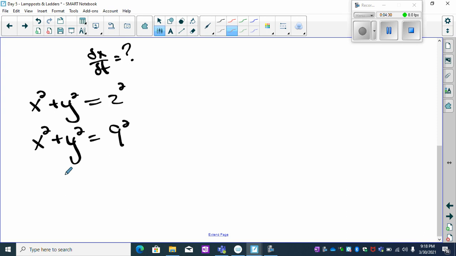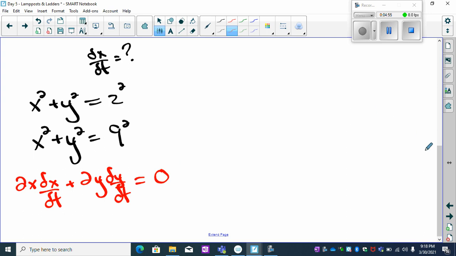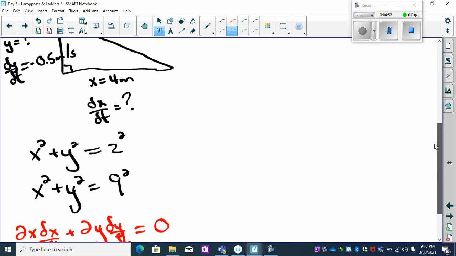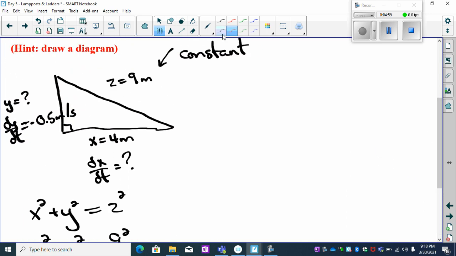When I differentiate with respect to time now, I get 2x times dx over dt. I know x. I'm looking for this thing. Plus 2y times dy over dt. They give me dy over dt. That's negative 0.5. I can solve for y. There's enough information given there to solve for y. The derivative of 9 squared, or 81, would be 0. So what I'm going to do now is kind of backtrack a little bit, and I'm going to find y.